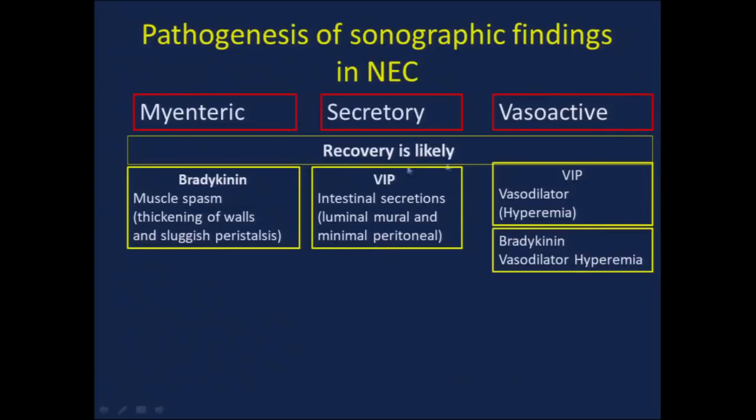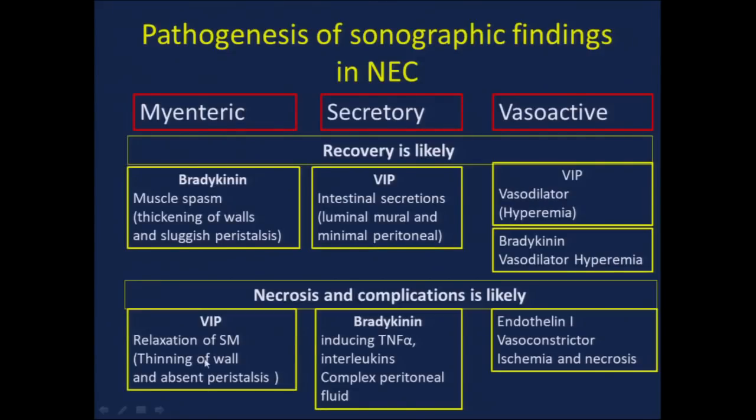And then in the secretory area, we have vasoactive intestinal peptides secreted, which will cause more secretions in the intestine: intraluminal secretion and secretion within the wall, causing thickening of the wall, and secretion outside the wall, causing peritoneal fluid, which helps neutralize the toxins and helps in the healing as well. Vasoactive intestinal peptides also act as vasodilators, causing hyperemia. That's the reason why we can see hyperemia in ultrasound. Bradykinin is also a vasodilator causing hyperemia. If we see all of these signs of hyperemia, thickened bowel, and some fluids, it is likely to recover. But if you have bowel which is really thin, relaxed, and there is no peristalsis at all, that's a bad sign. It also can be caused by increased secretion of vasoactive intestinal peptides.